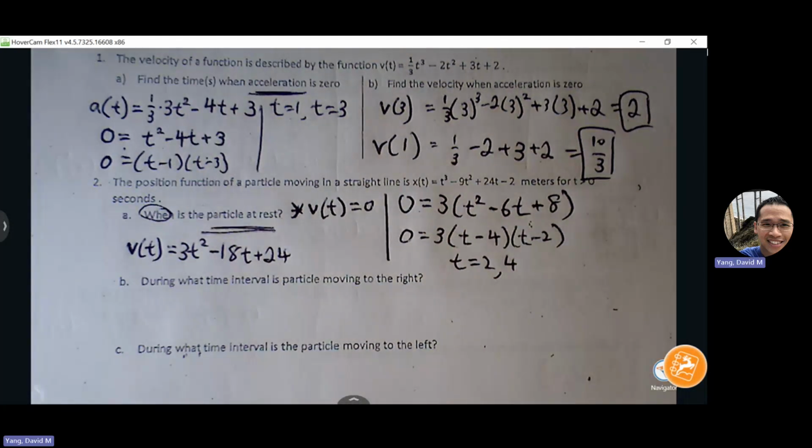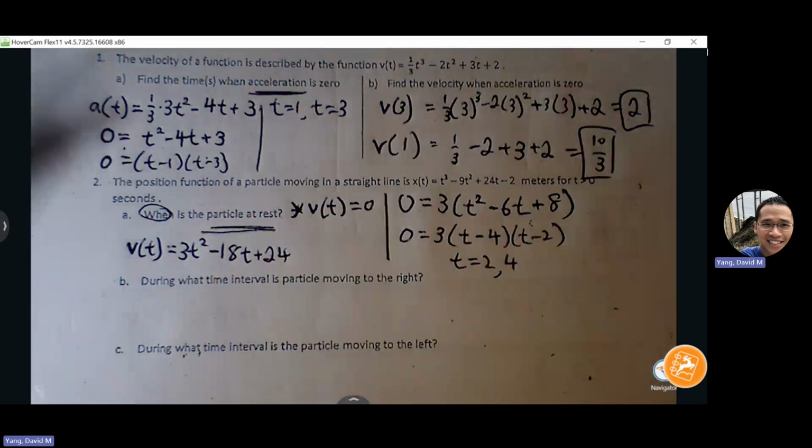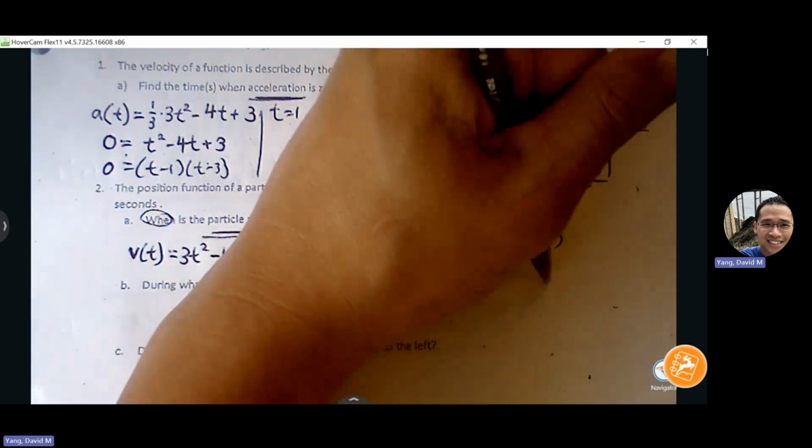now part B, it says when is a particle moving right, and then when is a particle moving left. All this we can find using a velocity sign line. So if we create a velocity sign line, we can test intervals, and then each interval will tell us whether it's moving left or moving right. So we're going to create a velocity sign line.